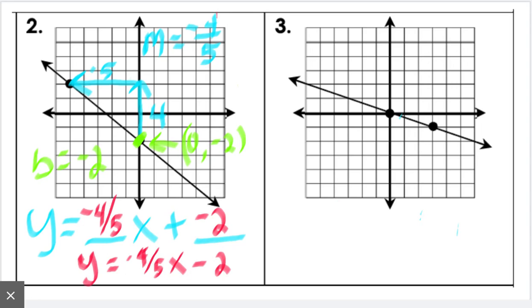Okay, so for this next problem, the first step, we need to find the slope. So our slope is, we rise up 1, and we run to the left 3. So it's 1 over -3. Or we would write that as -1/3. Okay, now if we look where our y-intercept is, our y-intercept is actually at the origin. So our y-intercept is going to be 0.